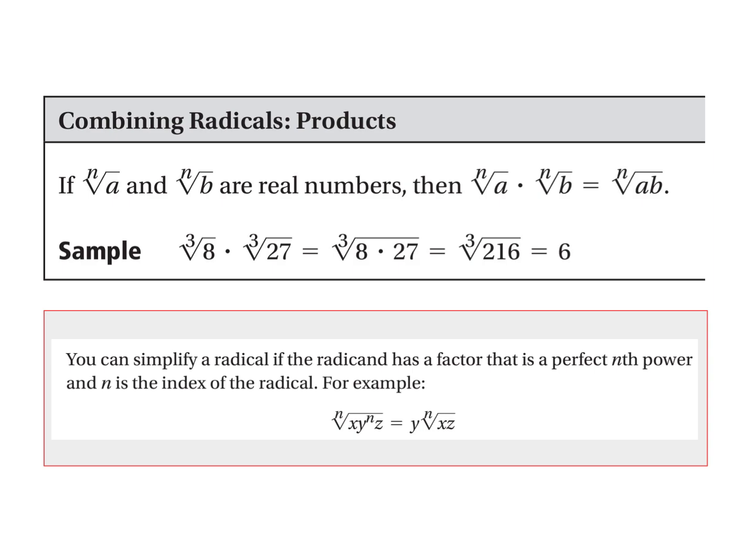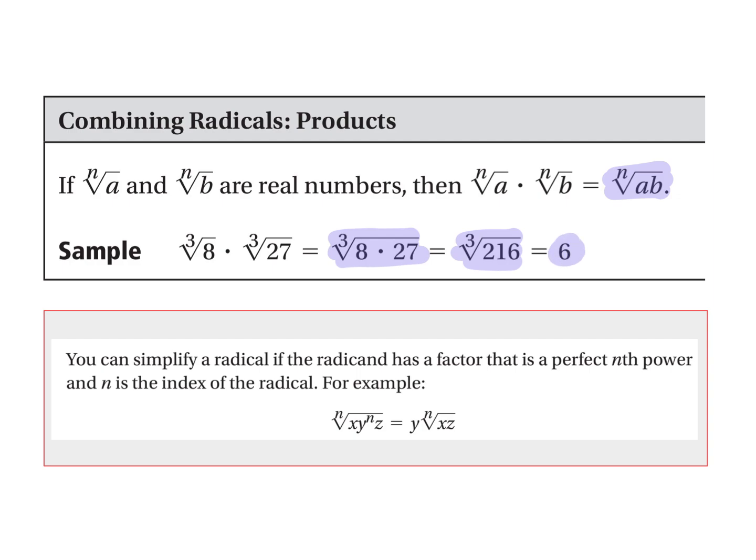Combining radical products. If the nth root of A and the nth root of B are real numbers, then the nth root of A multiplied by the nth root of B is equal to the combined nth root of A and B. Example, the cube root of 8 times the cube root of 27 is going to give you a combined cube root of 8 times 27. That's going to give you 216, the cube root of 216, and the cube root of 216 is equal to 6.